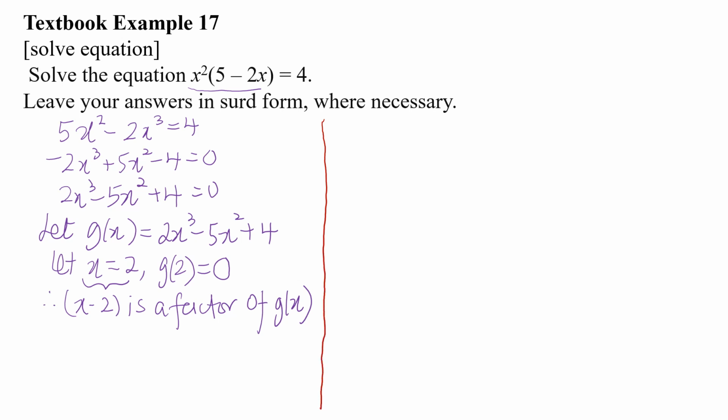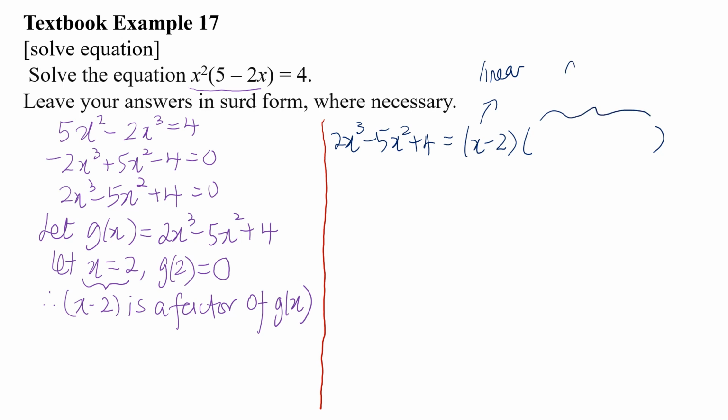Right, so I need to, okay, where am I? That's the problem. Need to focus. Alright, so I have 2x cubed minus 5x squared plus 4. So this cubic polynomial will be equal to a linear factor multiplied with a quadratic factor. This one is a linear, and this one will be a quadratic.